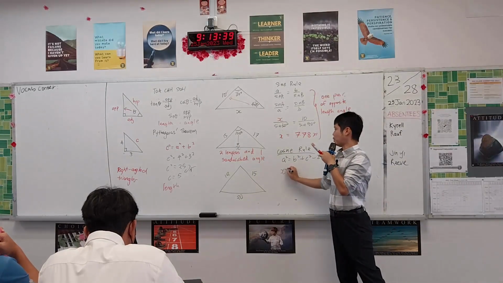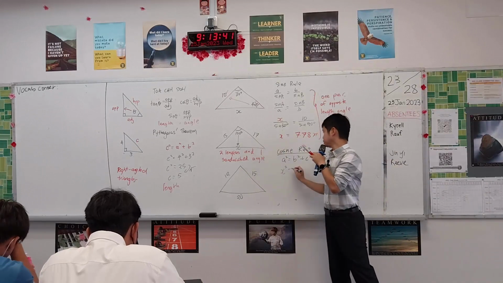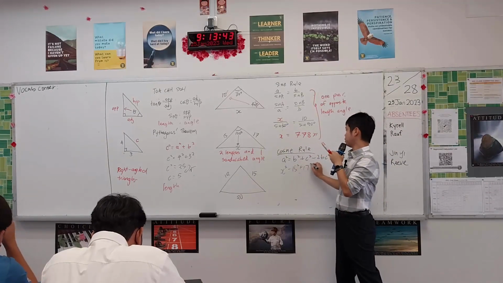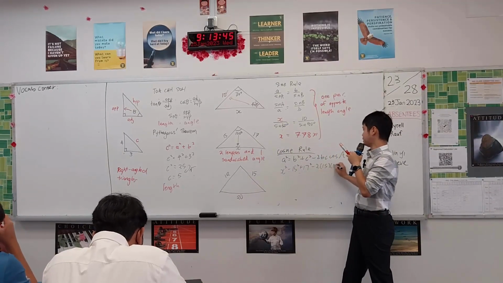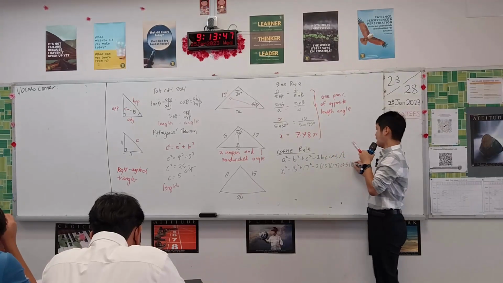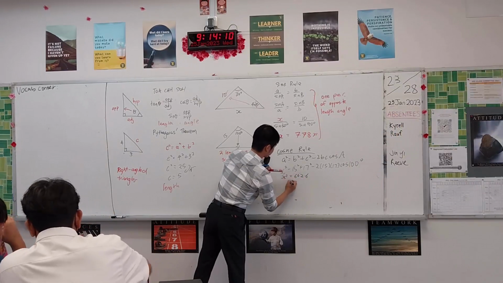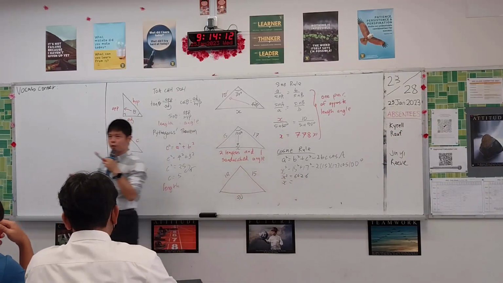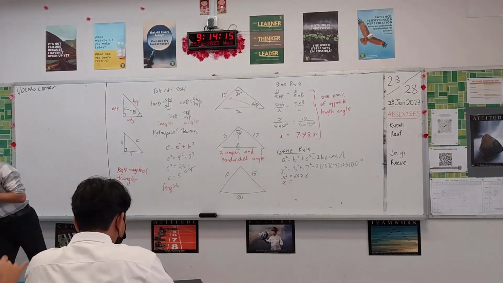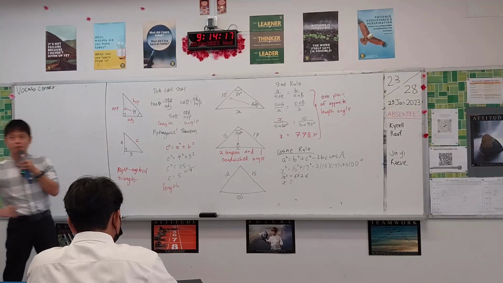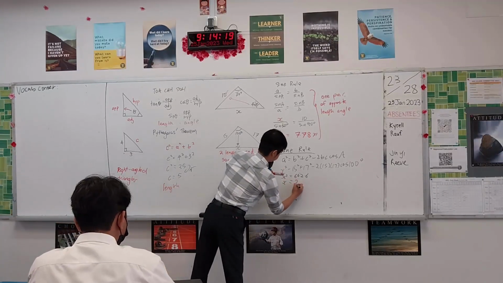So we will have x squared equals to 15 squared plus 17 squared minus 2 times 15 times 17 cosine 100. You know that length cannot be so big, so you have to square root. So once we square root it, we will get 24.5.